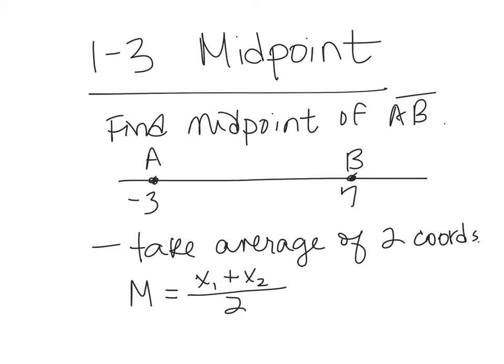And so we have 2 numbers. So we're going to add the 2 together and divide by 2. So M is at -3 plus 7 divided by 2, which is 4 over 2. So the midpoint is at 2.